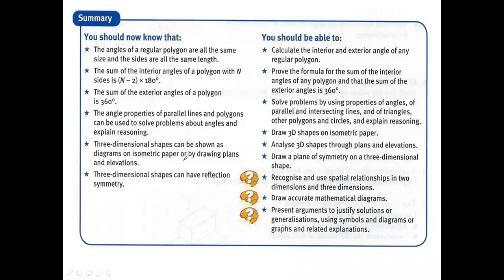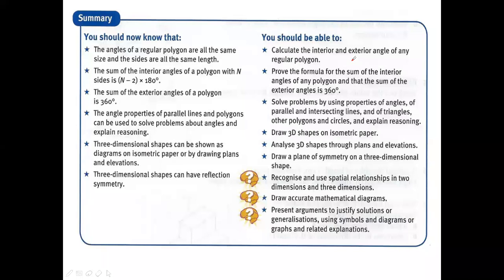Three-dimensional shapes can have reflection symmetry or a plane of symmetry. Okay, reflection symmetry or plane of symmetry, you can see. Three-dimensional shapes can have reflection symmetry. This is what you have seen in this chapter. If you know this chapter, you should be able to calculate the interior and exterior angle of any regular polygon.